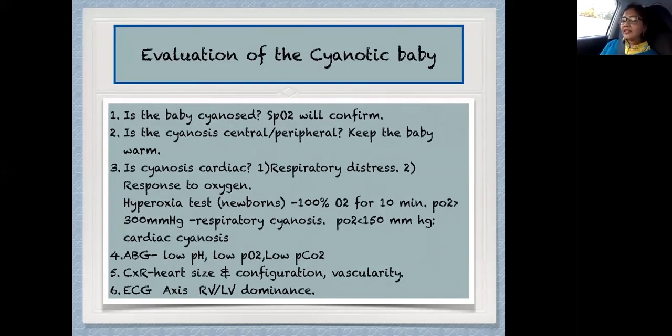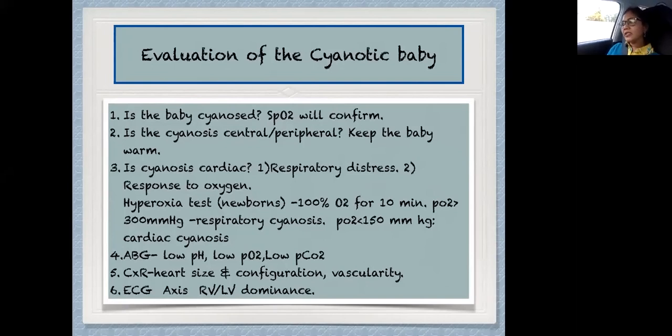So how do you evaluate a cyanotic baby? Is the baby really cyanosed? You can check with SpO2 and you can confirm it as long as you spend time getting a good tracing and a dependable SpO2 value. And then the second question, is the cyanosis central or peripheral? For that, you have to keep the baby warm and recheck. Third, is the cyanosis cardiac? So you look at whether there is respiratory distress. You can look at response to oxygen.